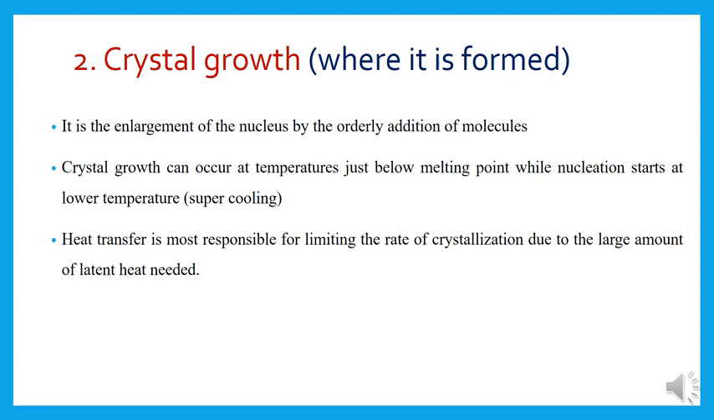The crystal growth can occur at temperatures just below the melting point, while nucleation starts at a lower temperature, that is supercooling. Then heat transfer is more responsible for limiting the rate of crystallization due to the large amount of latent heat needed. So crystal growth can occur at a temperature just below the melting point, while nucleation occurs at the supercooling point. So this is the important section, that is ice crystal formation.